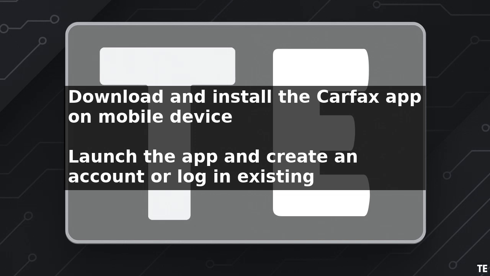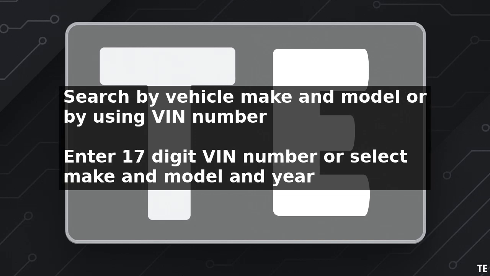You can search by vehicle make and model, or by using the VIN, which is the vehicle identification number. If you are searching by VIN, tap on the search bar and enter the 17-digit VIN number. If you do not have the VIN, you can select the make and model of the vehicle and then enter the year to narrow down your search. Once you have entered the required information, tap the search button to retrieve the vehicle history report.